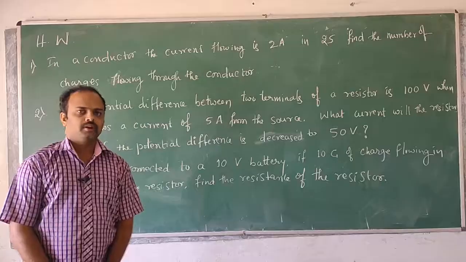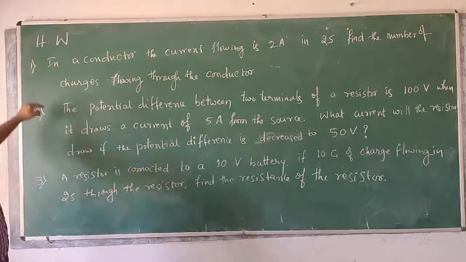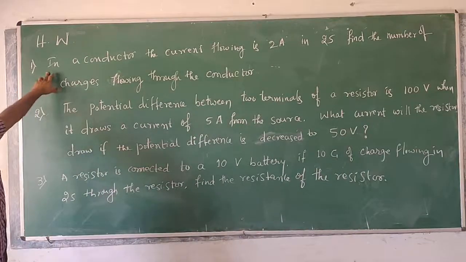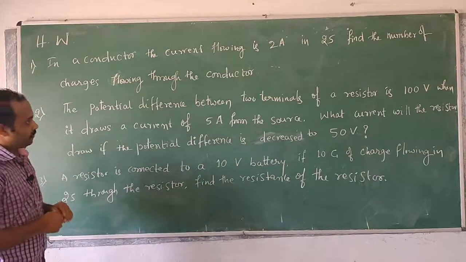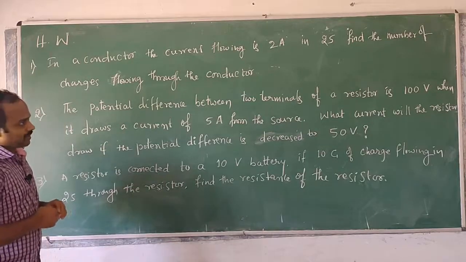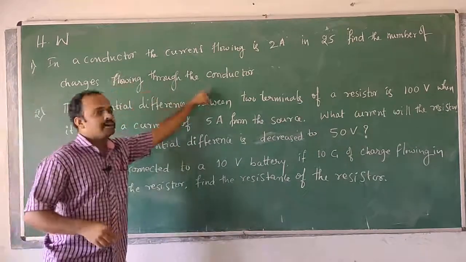Okay students, here is the homework for you. First one is: in a conductor the current flowing is 2 ampere in 2 seconds. Find the number of charges flowing through the conductor.